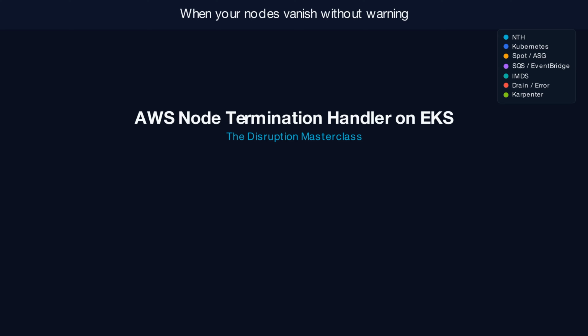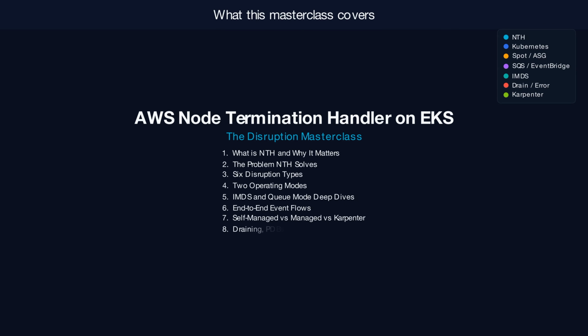In this masterclass, we cover what NTH is, the problem it solves, every disruption type, both operating modes, end-to-end event flows, the critical decision between self-managed nodes, managed node groups, and Karpenter, draining and pod disruption budgets, observability, production patterns, and a complete mental model.